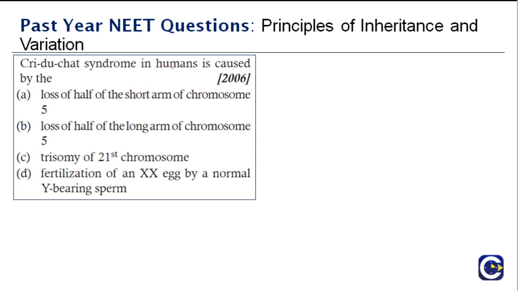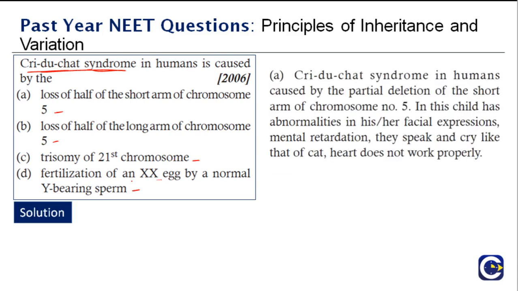Cri-du-chat syndrome in humans is caused by. I hope you have also read about this particular syndrome. It is caused by loss of half of the short arm of chromosome 5, loss of half of the long arm of chromosome 5, trisomy of the 21st chromosome, or fertilization of an XX egg by a normal Y-bearing sperm. So what is the right answer here? The right answer here is A.